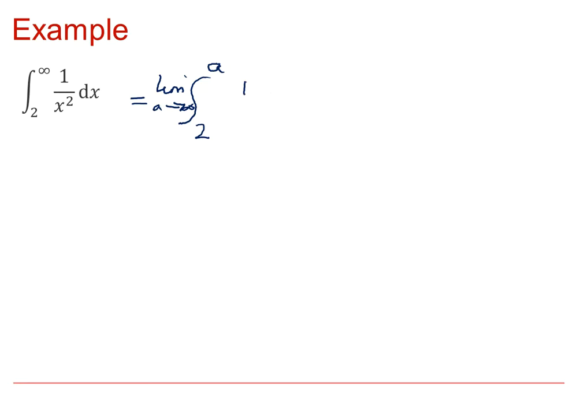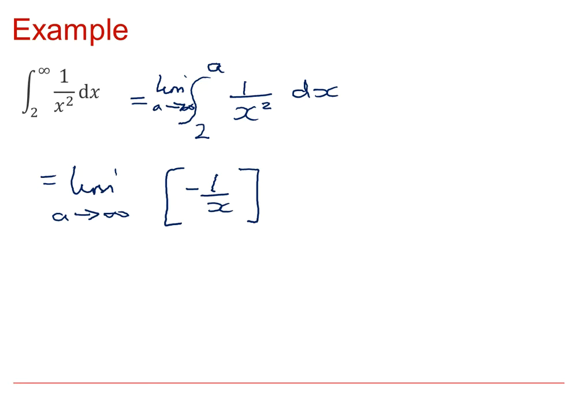We've still got our f of x, and we're still integrating with respect to dx. Well, we've got this limit as a tends to infinity, and 1 over x squared integrates to minus 1 over x, and we've got our new limits 2 and a. We're still looking at this in the limit of a tends to infinity. We've put in those values there.